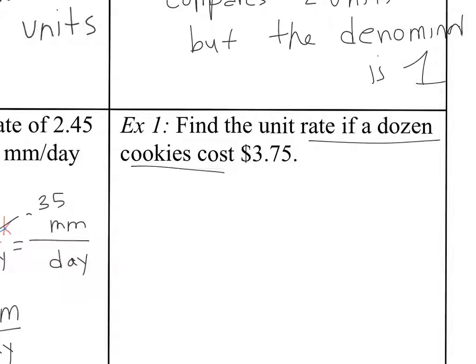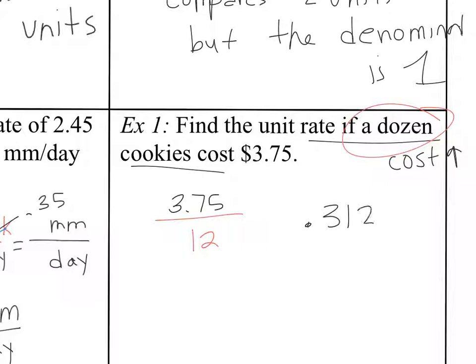So whenever you're doing a unit rate, you always want to write cost in the numerator. So it's going to be 3.75, but we're talking about a dozen cookies. So we want to know the cost per cookie. So in order to get this to be 1, I need to divide 3.75 divided by 12. And I get 0.3125.